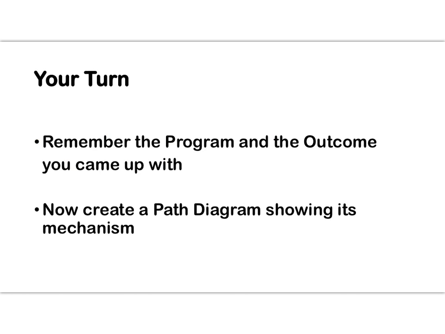Now it's your turn. Remember the program and the outcome it was designed to affect that you came up with before? Now create a path diagram showing its mechanism. For now, we're focused on the basics, but do keep in mind, how convincing are each of the links? Do you need to add a little bit more? And in particular, make sure that each link makes sense.